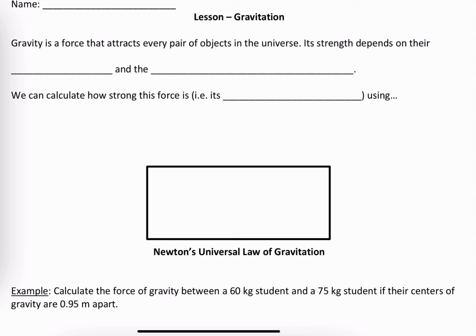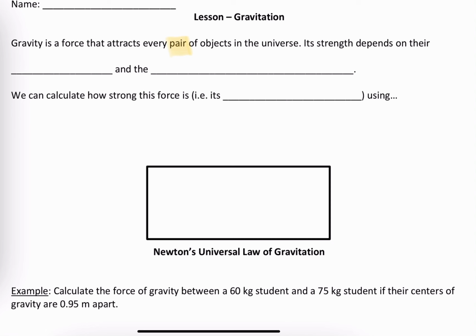So the first important thing about gravity that I want to recall is gravity is a force that attracts every pair of objects in the universe. So what I mean by that is think of any two objects in the universe. They are feeling a pull towards each other through the force of gravity. Could be two things close by, like a pencil and an eraser that are sitting on your table. They feel pulled towards each other.